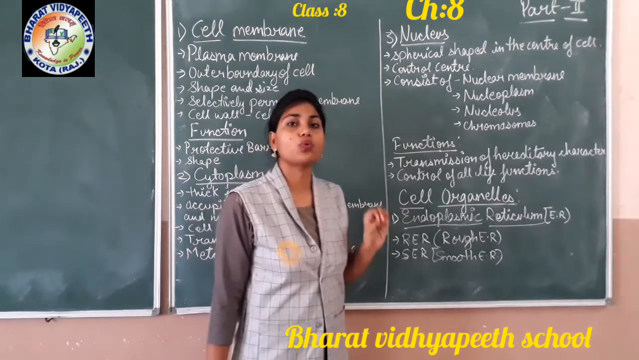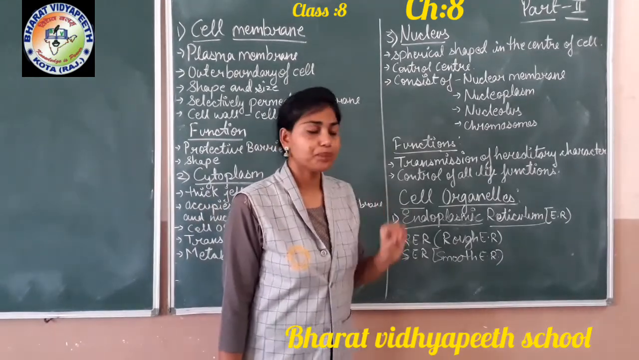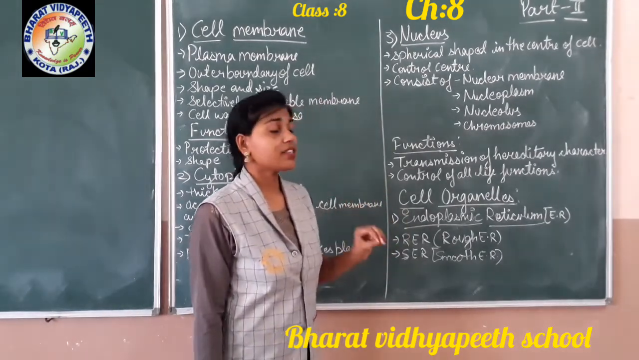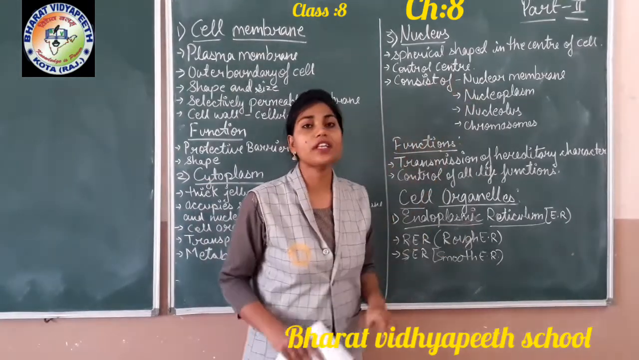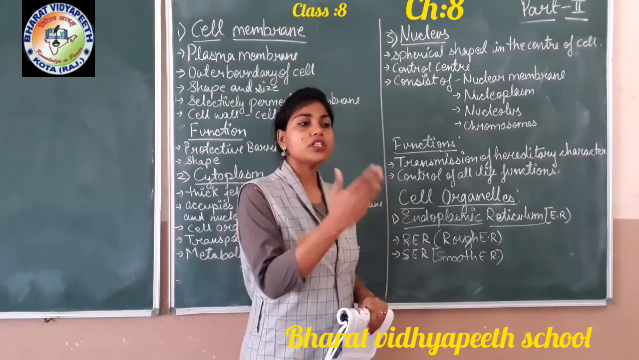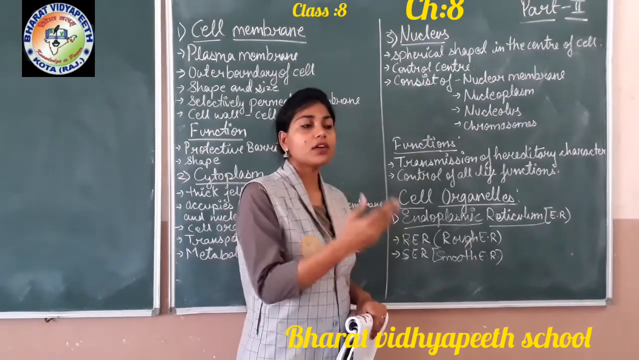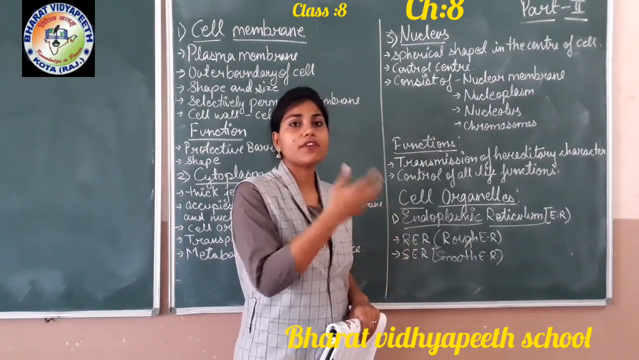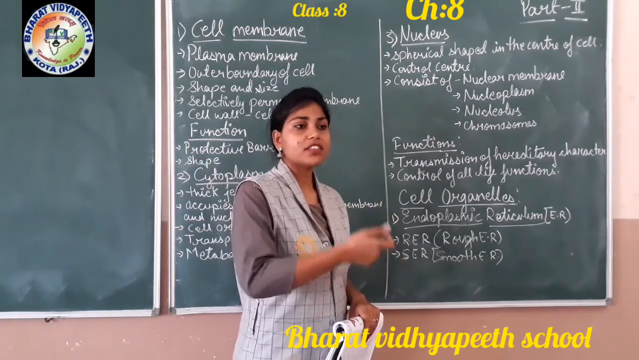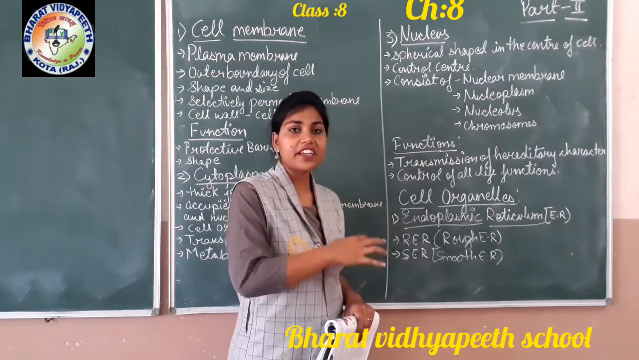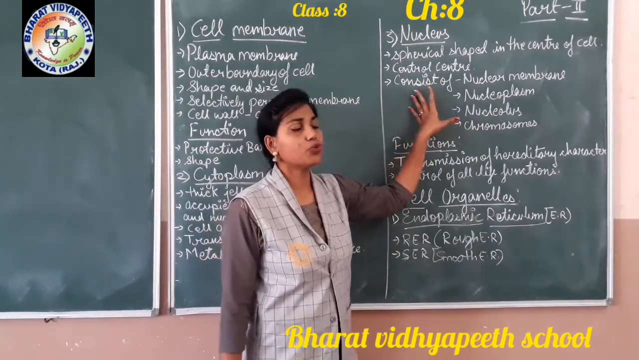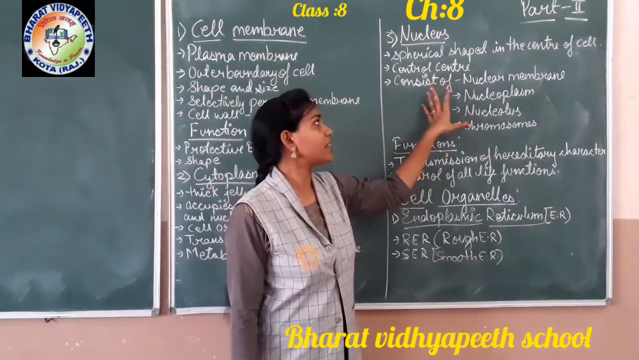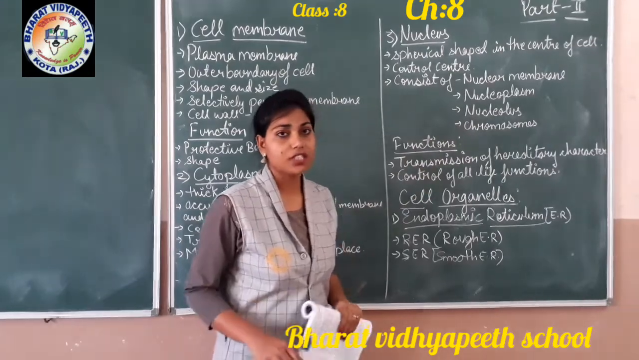Nucleus is also known as the brain of the cell. Why is it known as the brain of the cell? Because it controls all the activity of the cell. How will cell organelles work? What are the products of the cell organelles? Where do they have to reach? What main things should the cell take in or throw out? All the processing is done by the nucleus itself. That's why it is known as the brain of the cell.